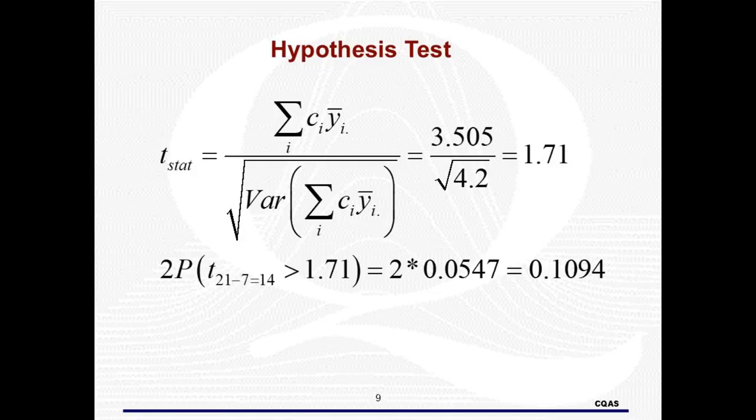Remember what the p-value represents. It tells us how unusual our observed contrast would be if the null hypothesis were actually true. A small p-value provides evidence against the null hypothesis. A large p-value indicates that the observed difference could easily be explained by random variation.